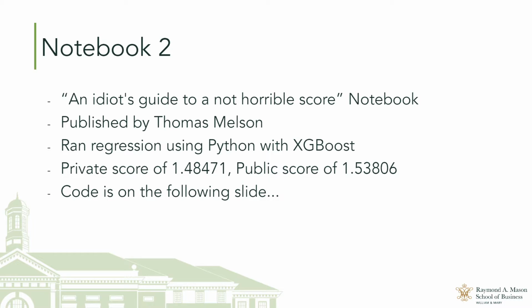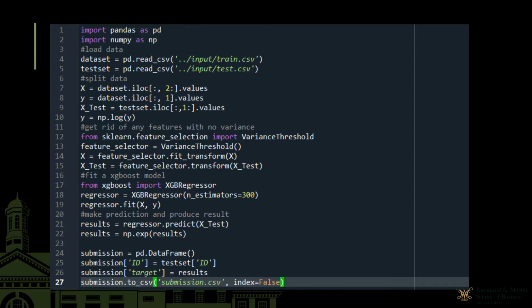The second notebook that we looked at is called An Idiot's Guide to a Not Horrible Score Notebook. And this is published by Thomas Melson. It is an XGBoost model in Python that scored a little higher than the previous one. The code is very short as well. After loading and splitting the data, it just got rid of features that had no variance, aka the columns with all the same values. Then the data are fitted into an XGBoost regressor at default with setting the 300 estimators. Finally, they exponentiated the results and submitted.